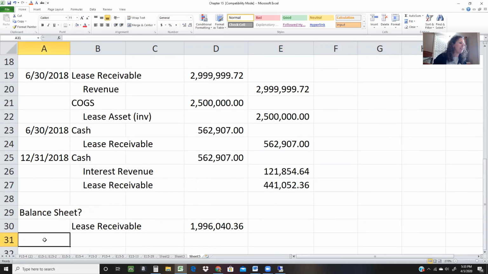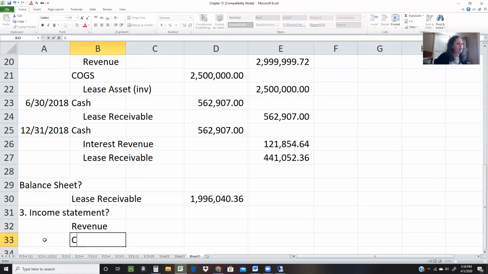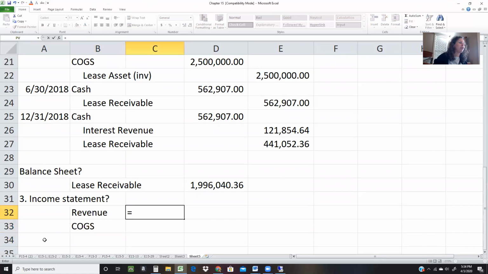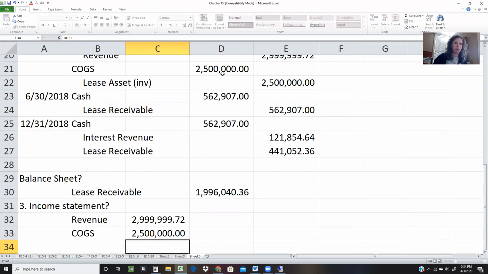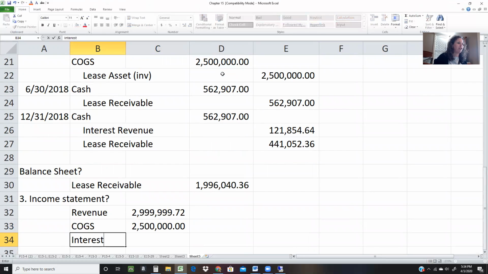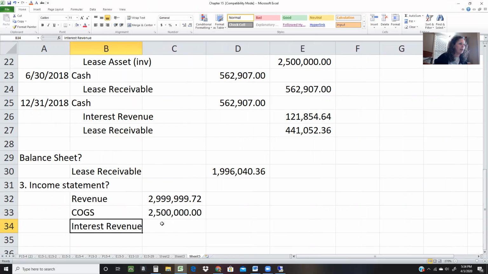Okay, and so then on the income statement, that's number 3. Number 3 says what goes on the income statement. And this is the only difference between exercise 15.4 and 15.5. Because on the income statement, we're going to actually have revenue and COGS. So the revenue is here, and the cost of goods sold is here, showing some gross profit, right? And then also we'll have some interest revenue. My interest revenue for 2018 was just at 121.